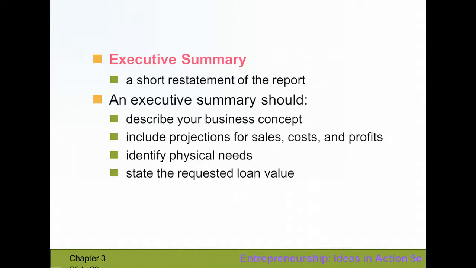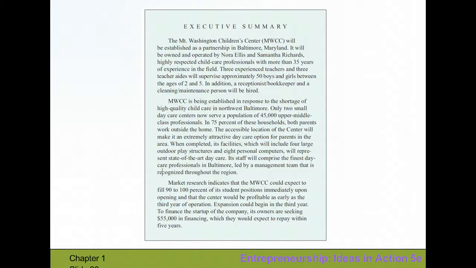The executive summary should be no longer than 1 or 2 pages, and it should be written in a clear, simple style. Your executive summary should do all of the following. It should describe your business concept and communicate what is unique about your idea. Include your projections of sales, costs, and profits. It should identify your needs: inventory, land, building, equipment, etc. It should also state how much you want to borrow.